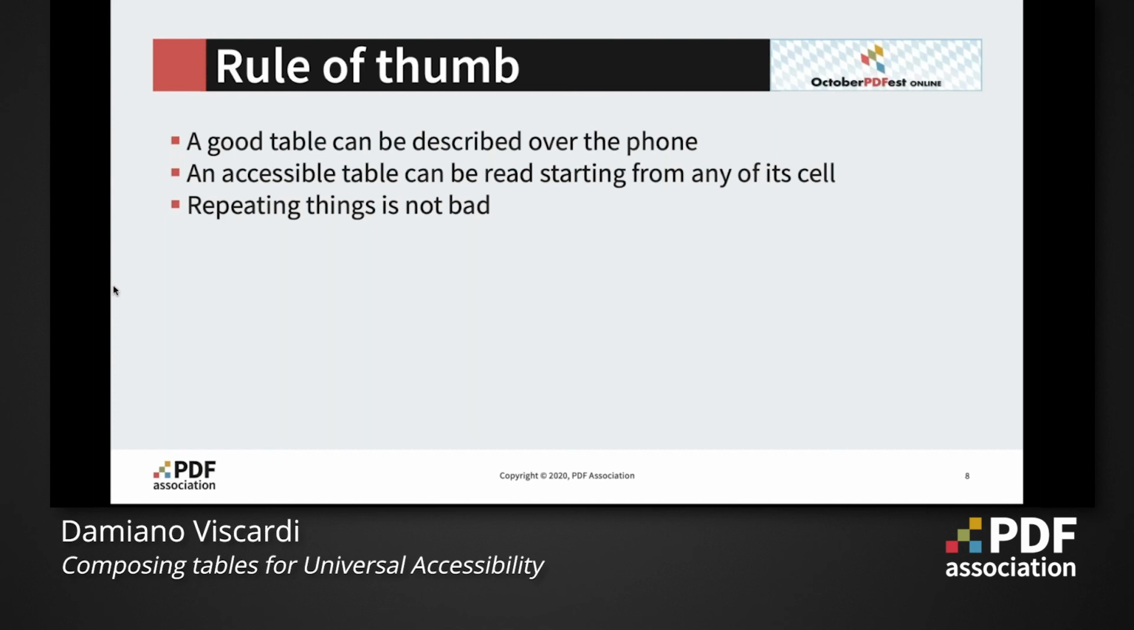For the same reason, an accessible table should be possible to read starting from any point of the table. I can point to a cell in a table, and immediately I can recognize what is the content I'm pointing to, what is the definition of the column, and which record is shown in the row. And for the same reason, repeating things in a table is not a bad thing. We'll see an example in a moment.